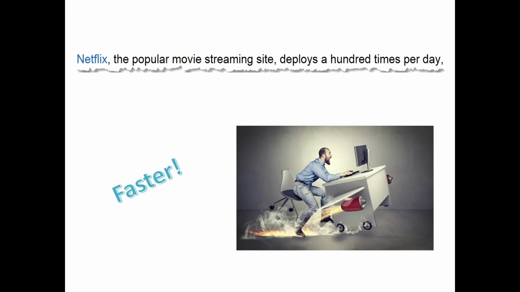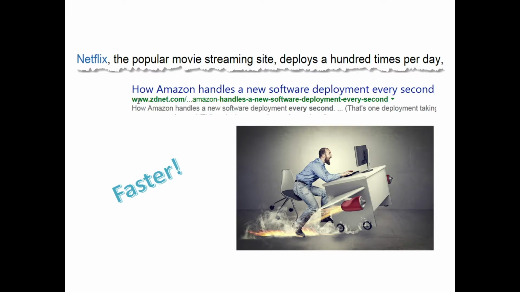So we are talking about faster delivery. That's what DevOps brings. Netflix, the popular movie service, everybody knows, they deploy 100 times per day. They are getting this agility from the DevOps environment, and they are adding features 100 times a day. This is a news item I just grabbed: Amazon, every second, they have new software coming. So everybody is developing fast.